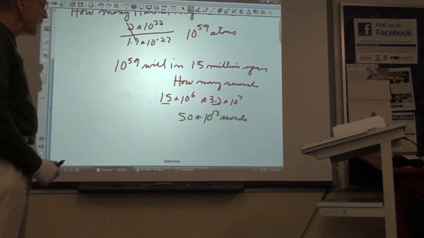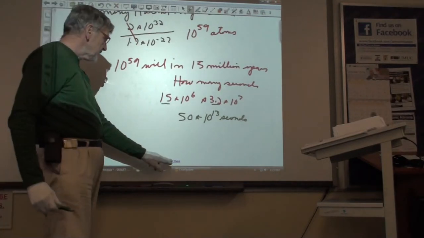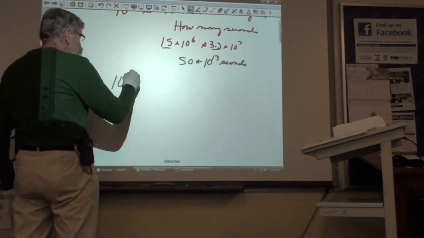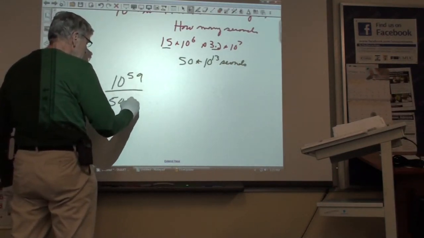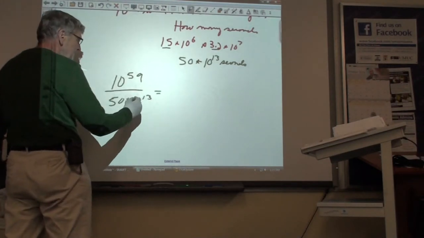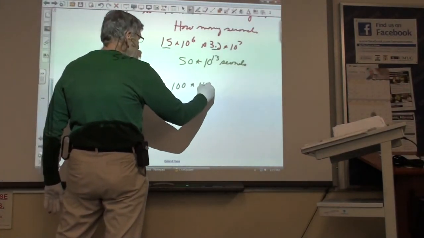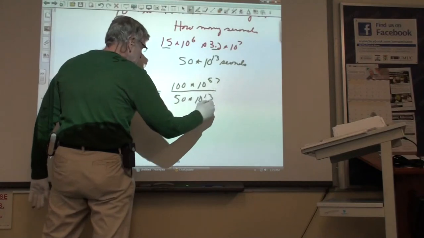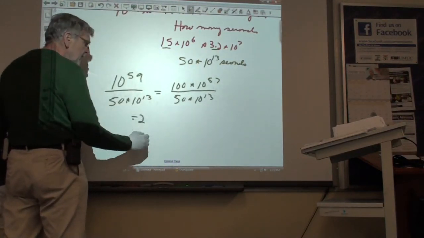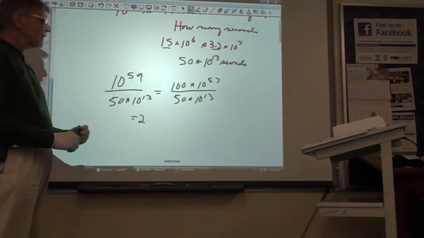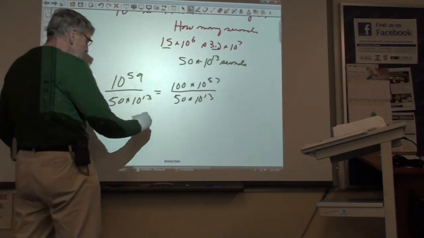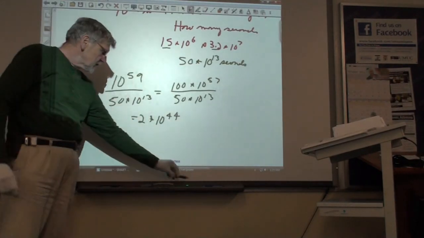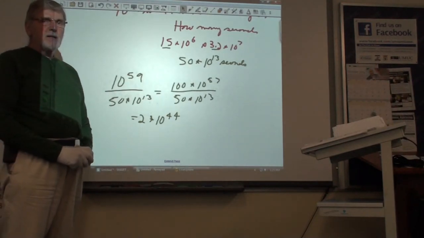So if 10 to the 59 atoms are going to emit in 10 to the 13th seconds, then how many of them are going to emit in 1 second is a matter of 10 to the 59th over 50 times 10 to the 13th. So 10 to the 59th is 100 times 10 to the 57th over 50 times 10 to the 13th. And 50 goes into 100 about 2 times, and 10 to the 57th divided by 10 to the 13th is 10 to the 44. So we have 2 times 10 to the 44 of these hydrogen atoms emitting in 1 second, a very large number.